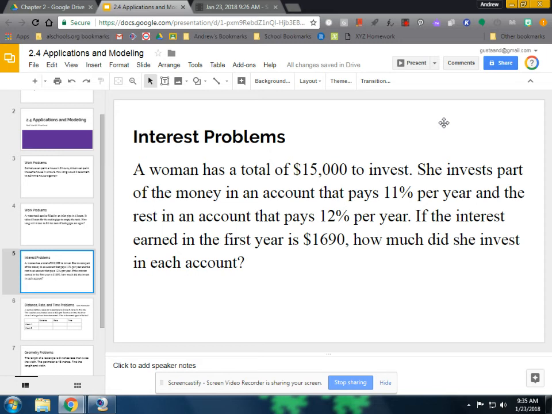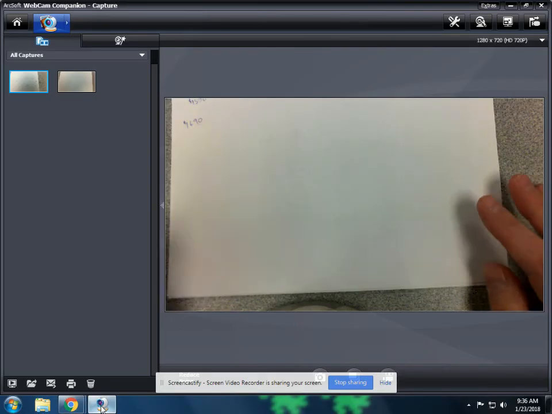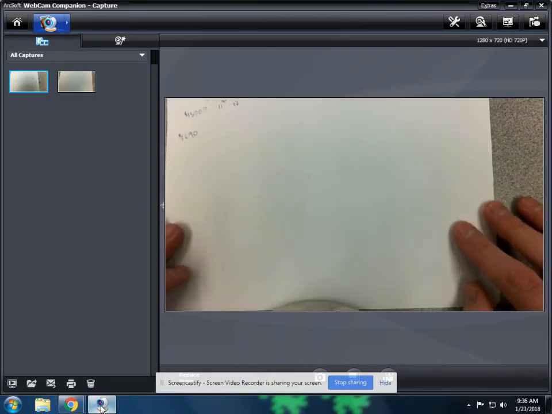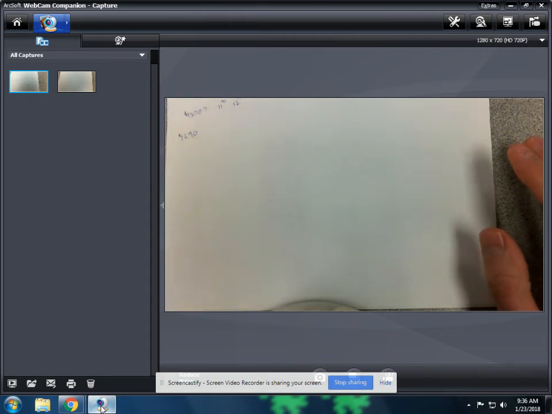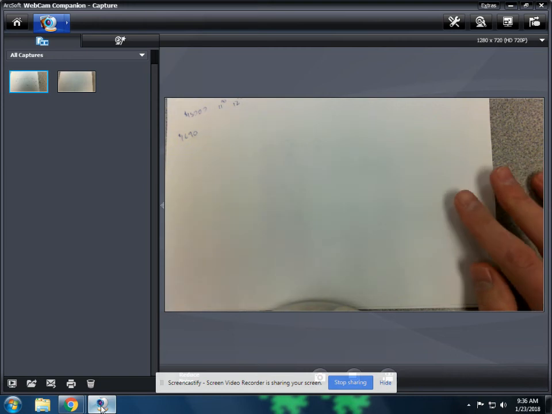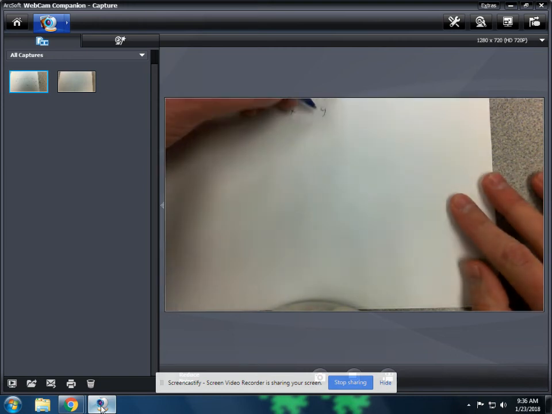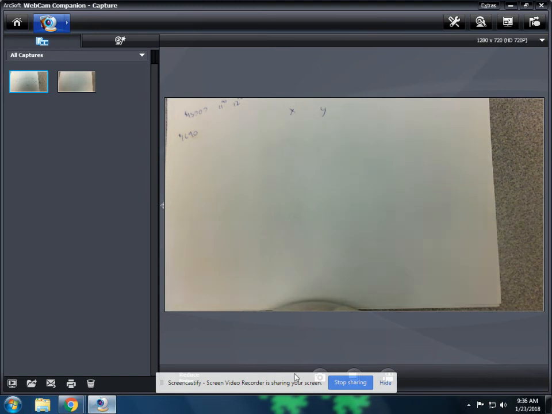We want to find, okay, if the interest earned after the first year is $1,690, how much did she invest in each of those accounts? There we go. So again, I've got a couple little notes for myself. $15,000, 11%, 12%, and interest earned was $1,690. We'll talk more about interest in chapter 6, but for now we're going to leave it as simple interest. Here's the idea. We've got two different accounts. I'm going to call them X and Y because, why not?